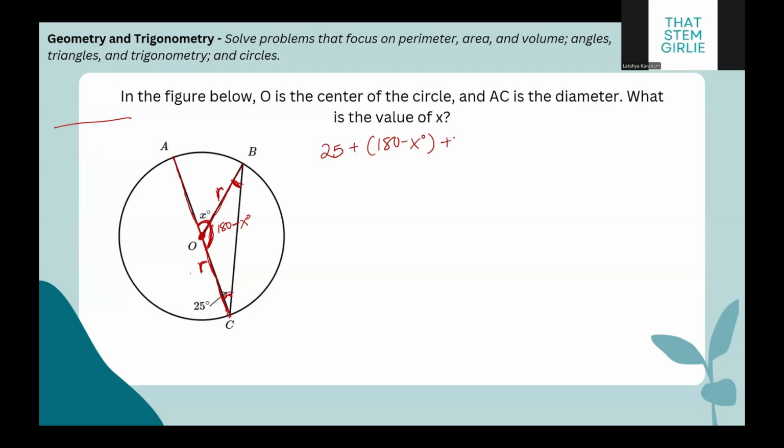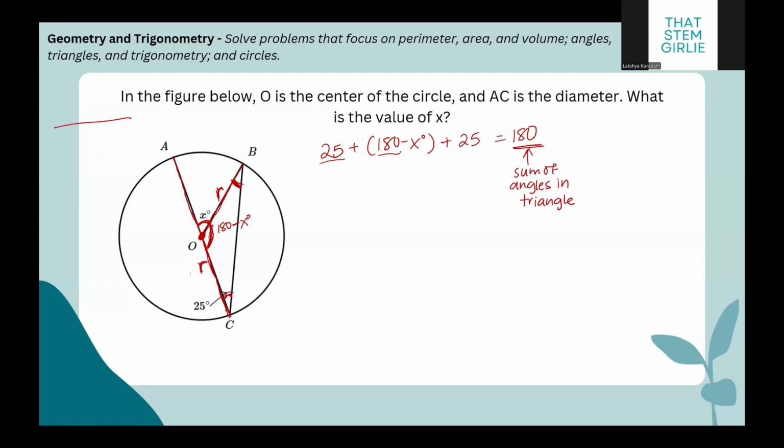So the two radii are going to have equal length, which means that their respective angles will be equal. So in reality, this third angle will also be 25 degrees. And you know that the sum of these will have to be 180 because that is the sum of angles in a triangle, right? So now we're going to expand a little bit, but there's nothing really to distribute here. So simplify by combining like terms.